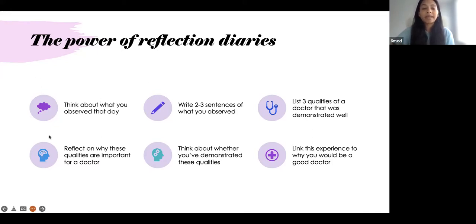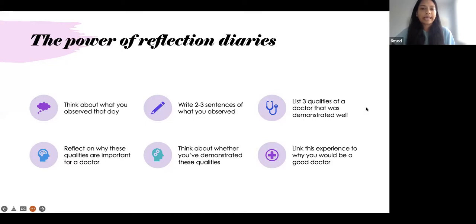I'd recommend keeping a reflection diary. What you need to do is think about what you observed that day on your work experience and write 2 to 3 sentences about a key experience that taught you a lot, and list 3 qualities of that individual that you observed that was demonstrated well, and reflect on why those qualities are important in medicine. And then think about whether you yourself have demonstrated those qualities, and then link that experience to why you think you'd be a good doctor.